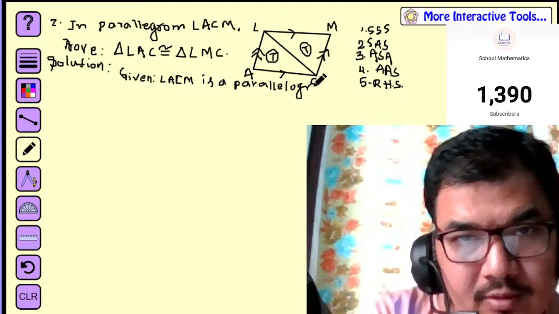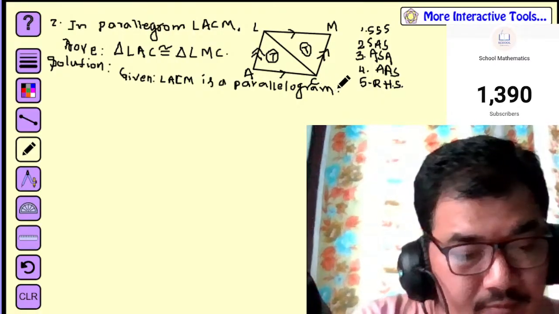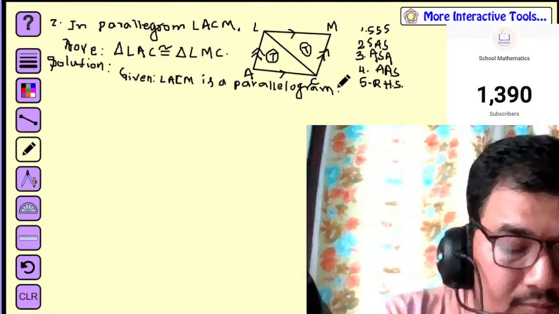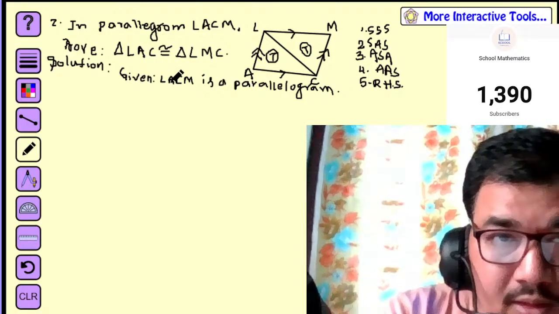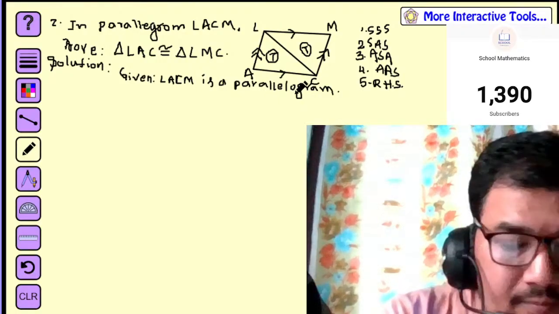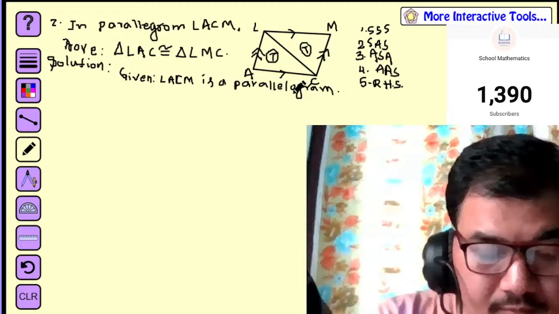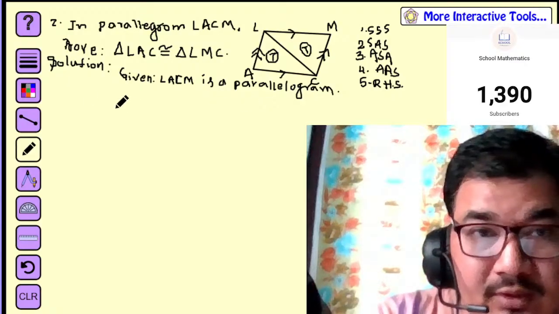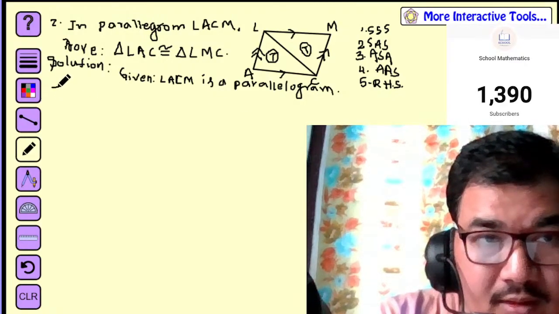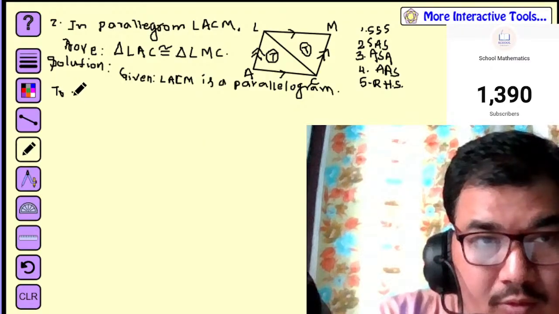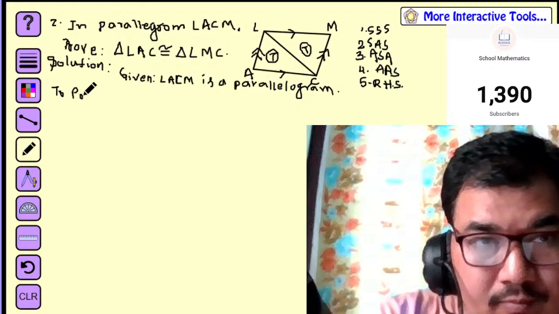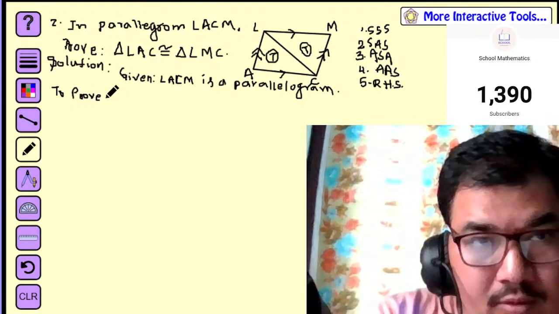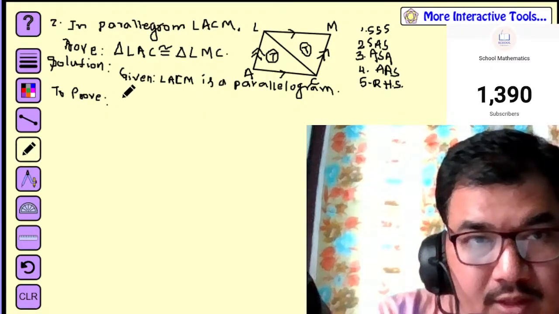Parallelogram. Okay, LAMC is a parallelogram, right? And LSM is a parallelogram. Okay, and after the given, we have to write here 'to prove'. What are we going to prove here? We are going to prove what is in the question already.